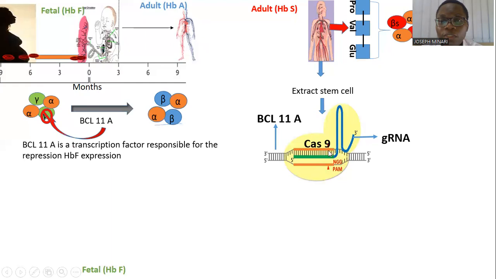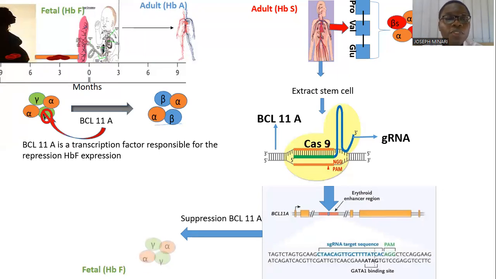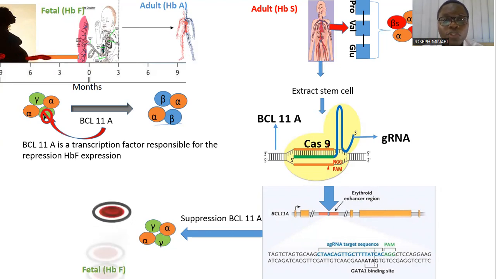So when this CRISPR-Cas9 has been used to disrupt the BCL11A, which is supposed to be responsible for suppressing the fetal hemoglobin, it will not be able to do that because the BCL11A itself will be suppressed. So since it's been suppressed, we now have the expression of the fetal hemoglobin. So the fetal hemoglobin will now be the one doing the major responsibility that the HbA, which has been mutated to HbS, has been doing.